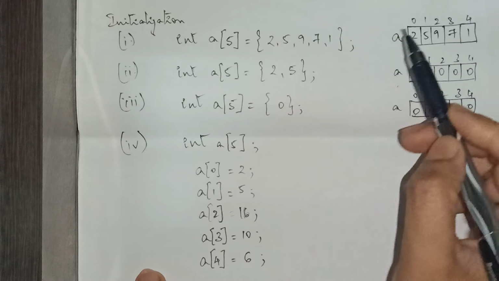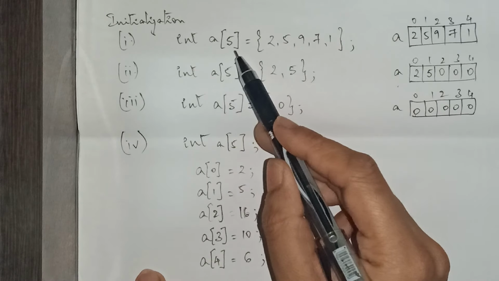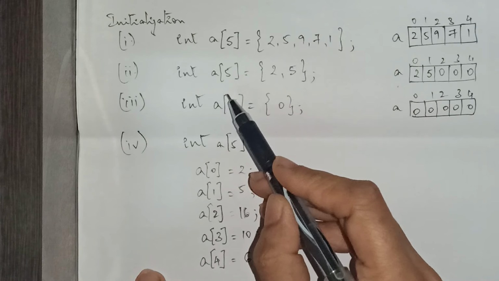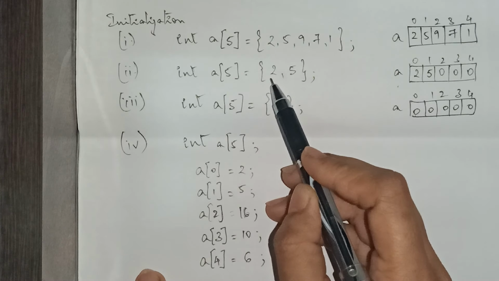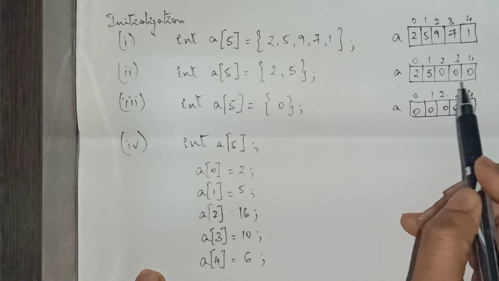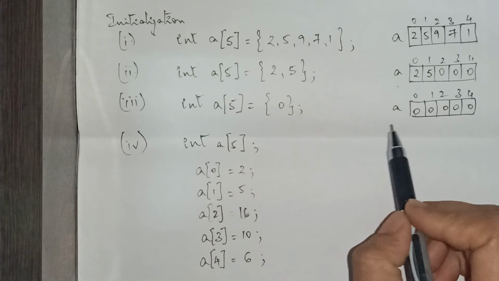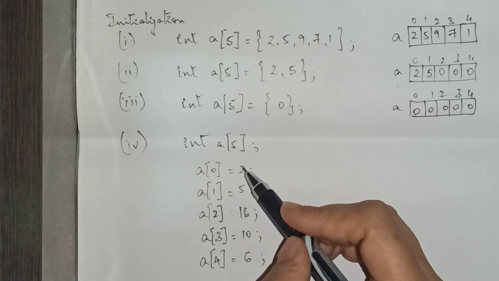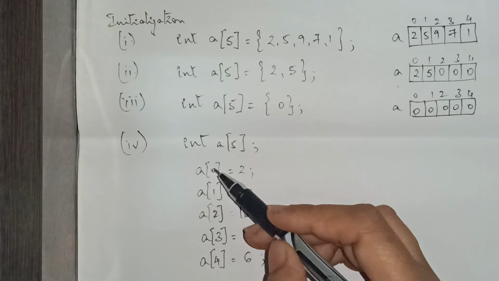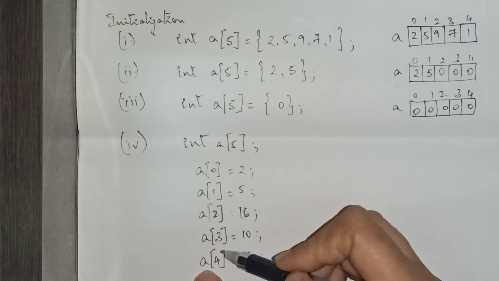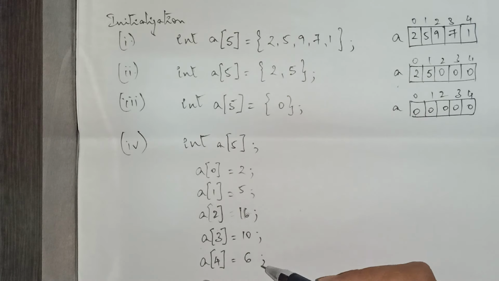So the first way is that while declaring, you initialize, and it gets stored like this. In the next, int a of 5, according to the size you initialize all 5 values. Here, though the size is 5, you initialize only the first 2 values, so the rest are set to 0. Next, a of 5 I set all to 0, so all the values in the array become 0. In the next type, I declare a of 5 which can hold 5 values, and I discretely assign a of 0 to 1, a of 1 to 5, a of 2 to 16, a of 3 to 10, a of 4 to 6.